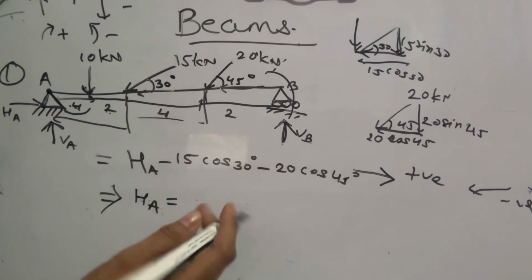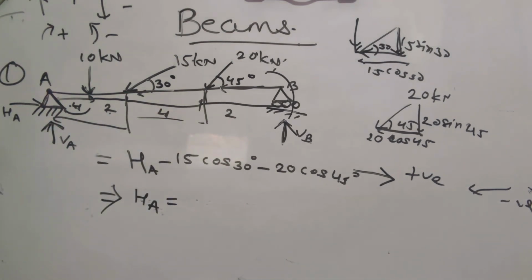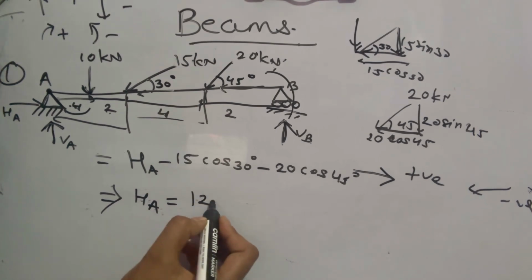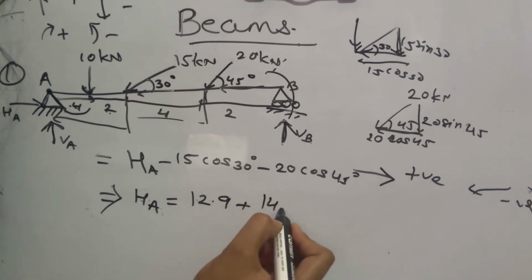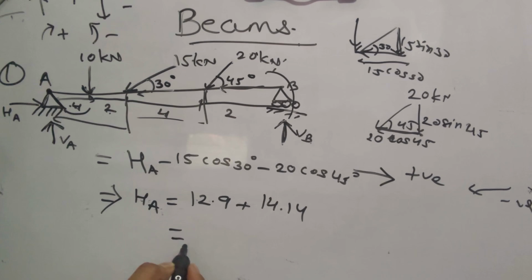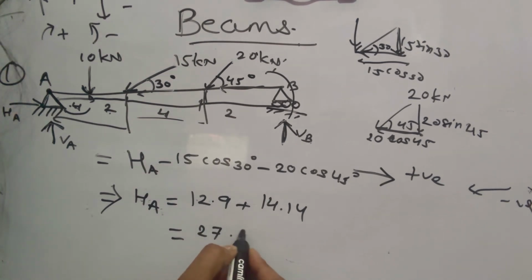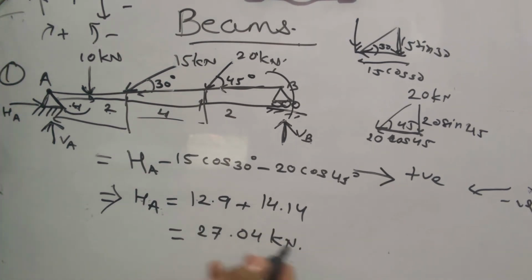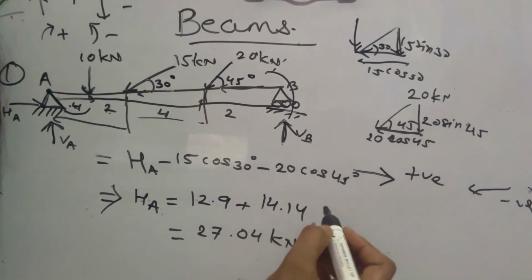So HA, take this on that side. You get 12.9 plus 14.14. So HA you got is 27.04 kilonewton. Now you got the reactions. VA you got, VB you got, and HA you got. So using the three equilibrium conditions, you got the three reactions. So this is a statically determinate beam. In this chapter, we are dealing with only statically determinate beams.